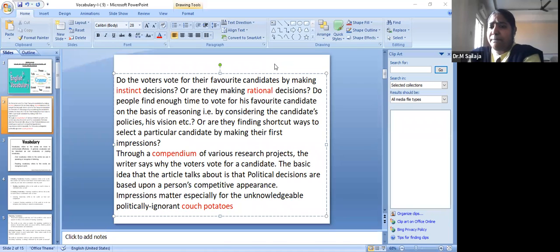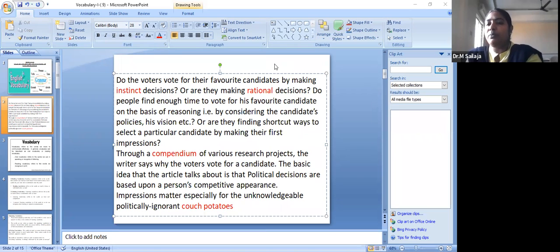Couch potatoes means that in most cases, voters consider only the ruler's physical appearance. Especially for the unknowledgeable, sometimes people simply sit before the TV and watch TV programs. Here the word couch potatoes means people who behave lazily and get addicted to television. The person who is always lazy and addicted to television is called a couch potato.